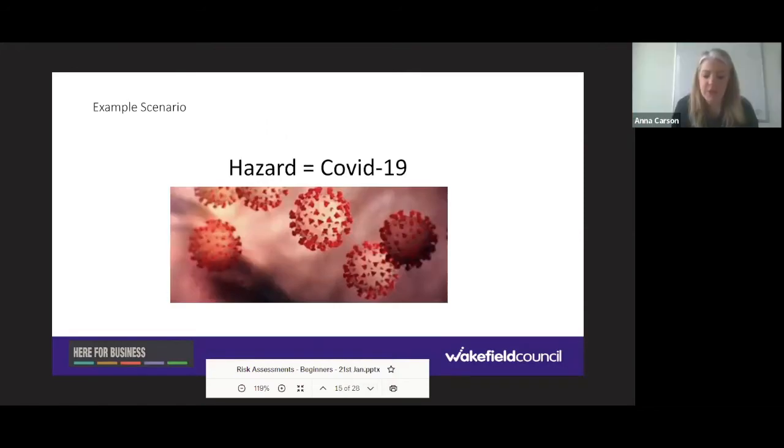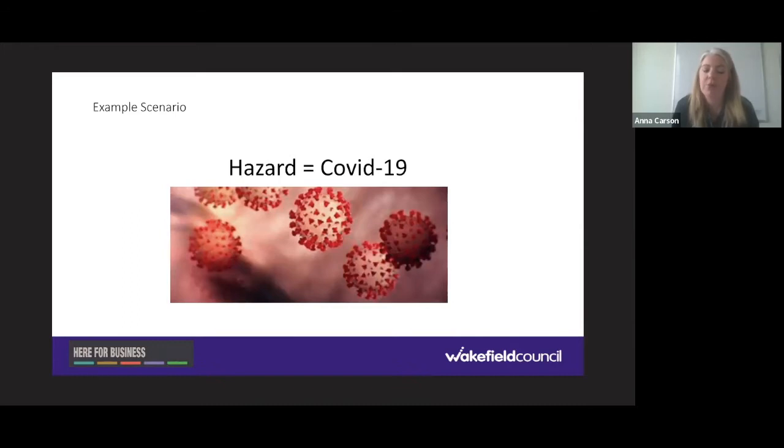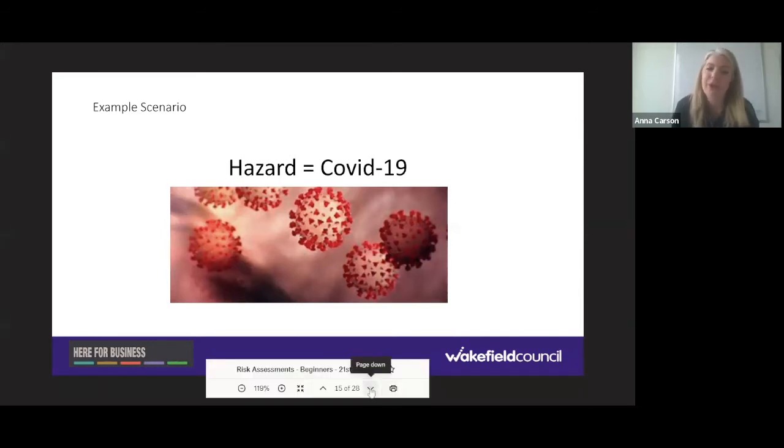So it's really useful to have an example to try and put the steps into practice. So let's look at COVID, because a lot of our time's been taken up by COVID, as I'm sure yours has. So we'll use that as our example.